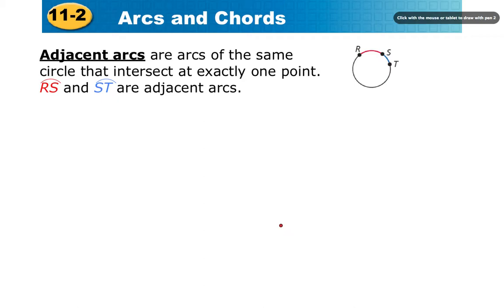More terms. Adjacent arcs are arcs of the same circle that intersect at exactly one point. This picture is highlighting these two adjacent arcs, RS and ST, and this is the point that they intersect, and it's only one point of intersection.